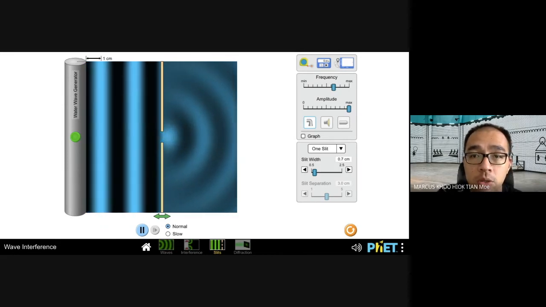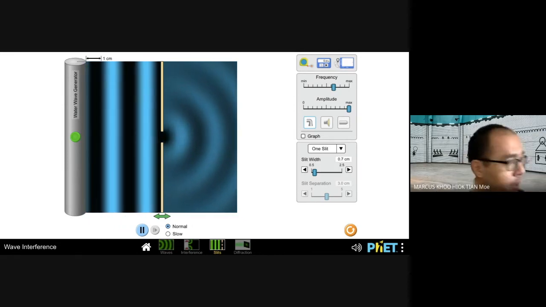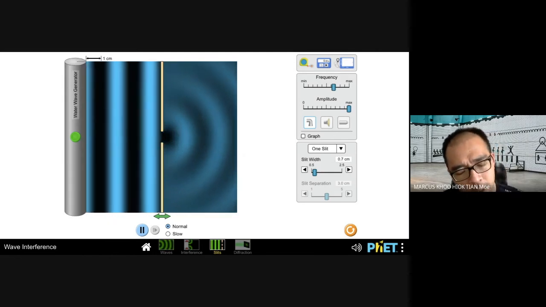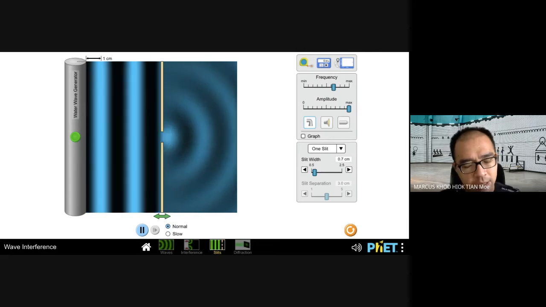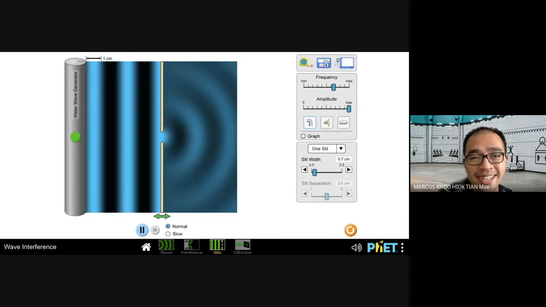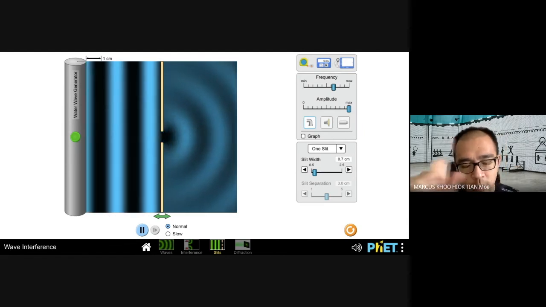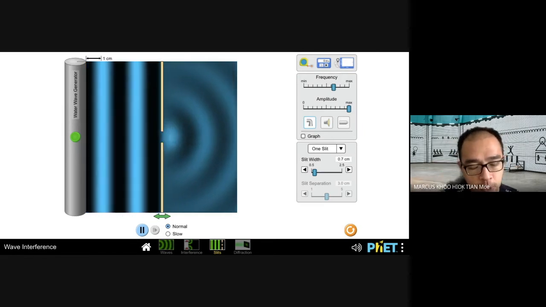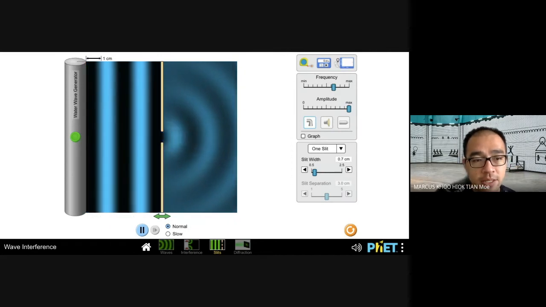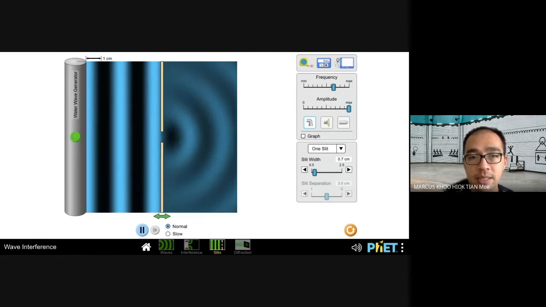Okay, so yes, good answers. All right, number one, activity number two. Describe the pattern of the water wave after passing different sizes of gaps. Small gap and big gap. Let's do the circle one first at the bottom. Small gap, the diffraction is obvious or less obvious? Big gap, the diffraction is obvious or less obvious? What do you think is the answer?